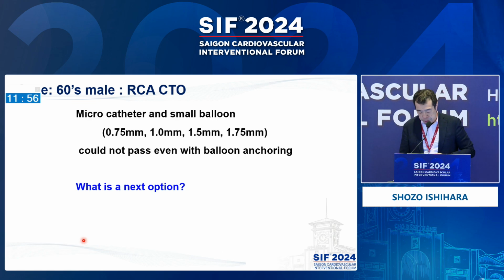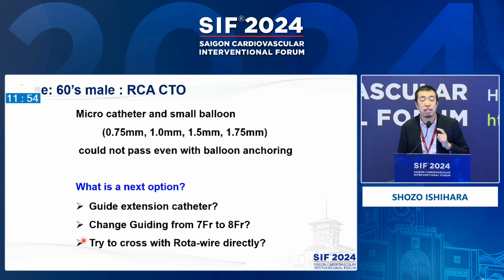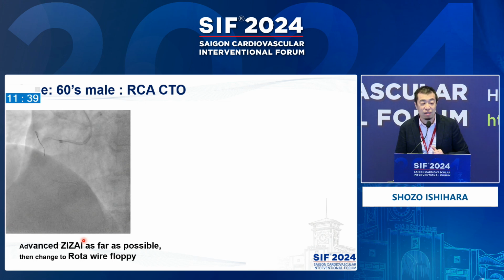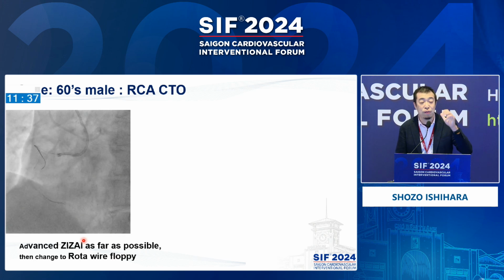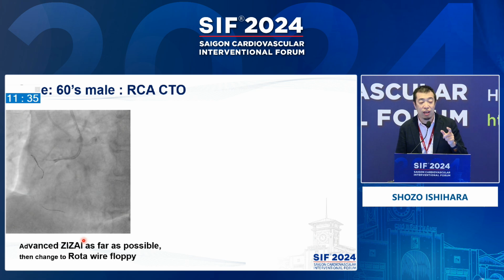What is the next option? So guide extension, but if we use guide extension, we should retrieve the balloon anchor, and also change the guiding from 8 French again, and so once again make a system. Or try to cross the rotor wire directly. It is one option. So advancing the microcatheter as far as possible, and then change to a rotor wire floppy.